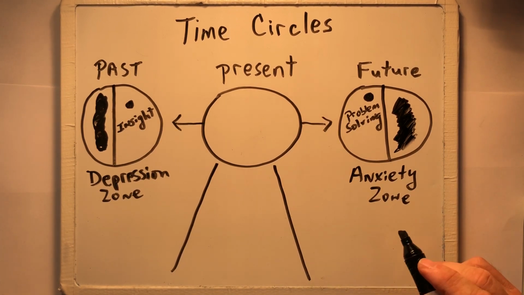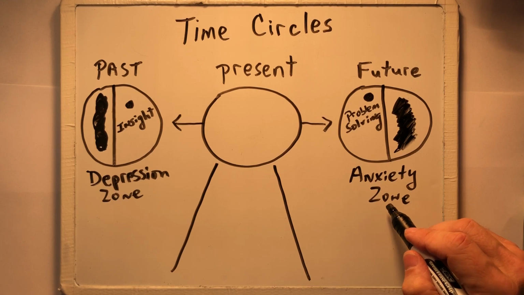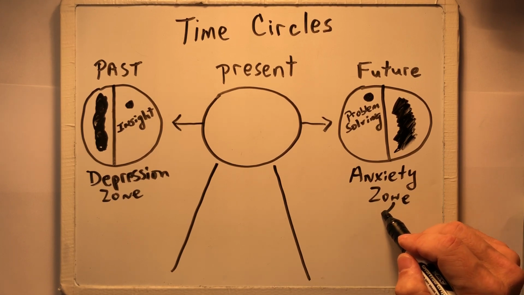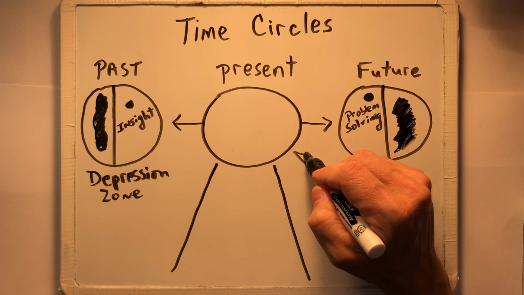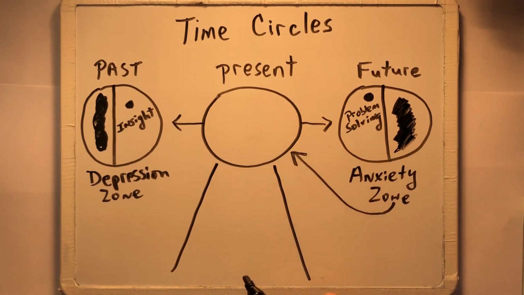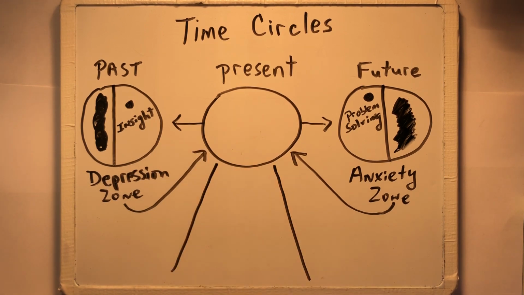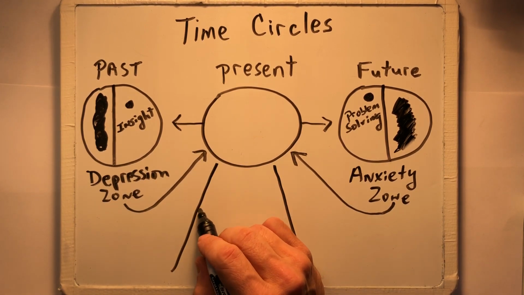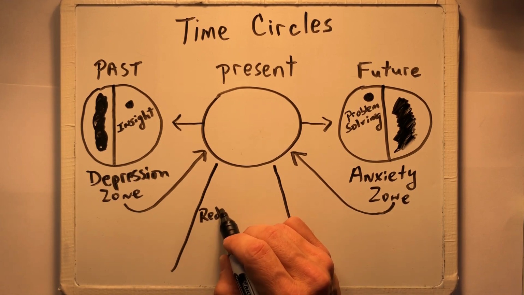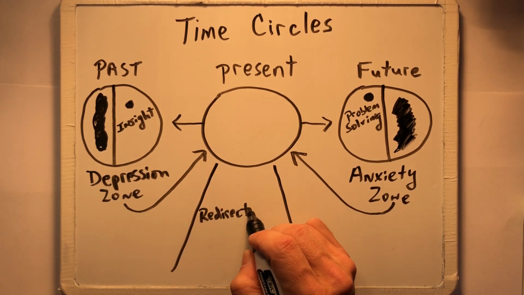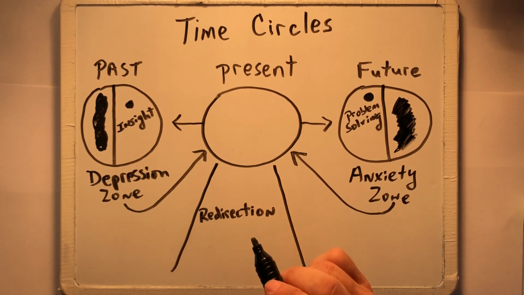In our book, we discuss a variety of strategies, which we call redirection strategies, how to get ourselves back from the future and focused on the present, or how to get ourselves back from the past and focused on the present. So we call these redirection strategies. These are very helpful strategies to learn in how to center our attention on the present moment and get ourselves back from dwelling too much on the past or thinking too much about the future.